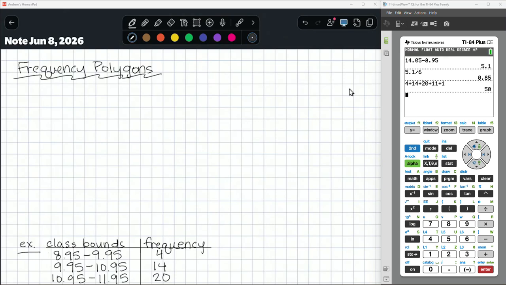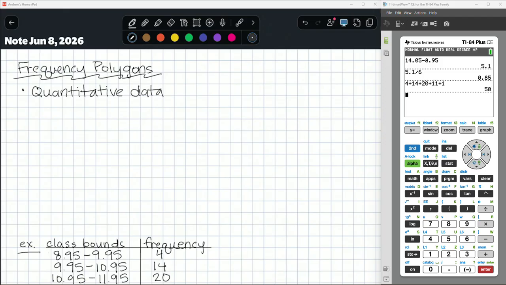Alright, in this video we're going to talk about a graph related to our last one, our histogram. This graph is called a frequency polygon. Just like histograms, we use frequency polygons for quantitative data. So this is for numeric data.